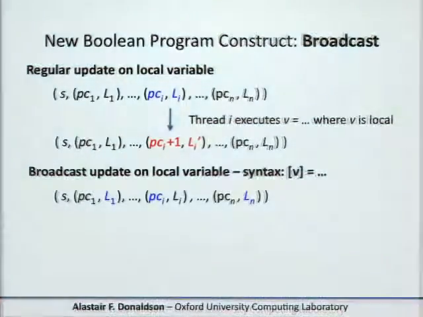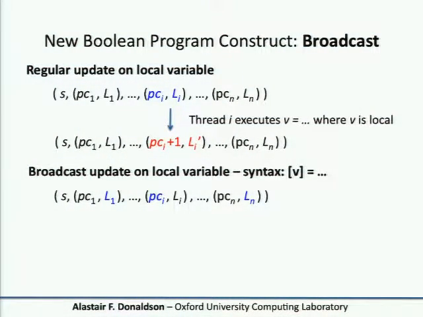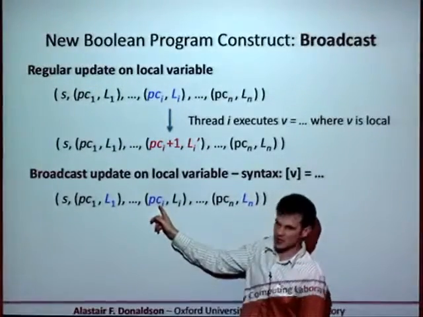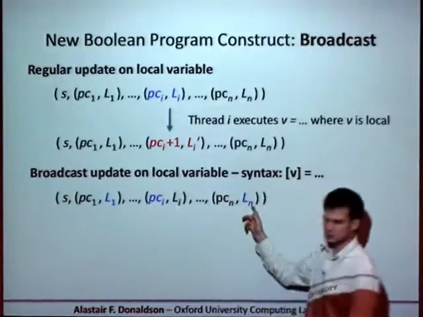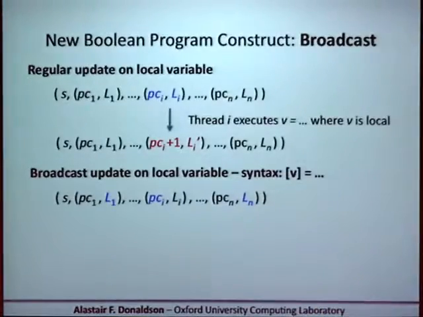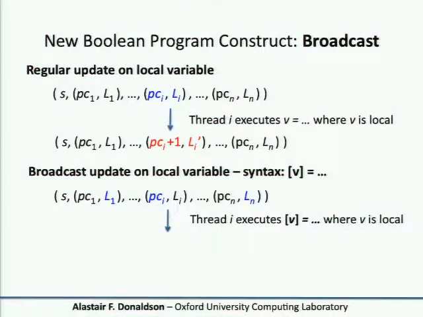So suppose we had this state here, where the active thread is i, so its program counter is going to change, but its local state isn't going to change. And the local states of all the other threads are going to change if we do a broadcast. So v in brackets, so I'll call this passive v.